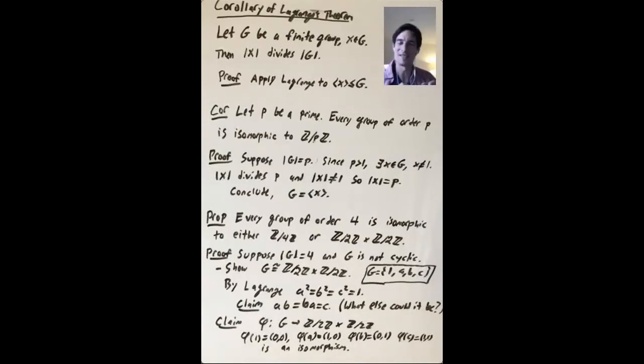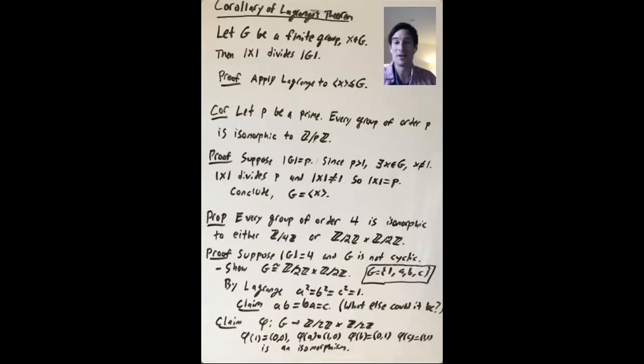Okay, so let me pause and say we know every group of prime order is isomorphic to the cyclic group of that order. We know every group of order 4. So what are the smallest integers that are not 4 or prime? 6, 8, 9. And a little bit later on in the course, we will do the complete classification of groups of order 6, groups of order 8, groups of order 9.